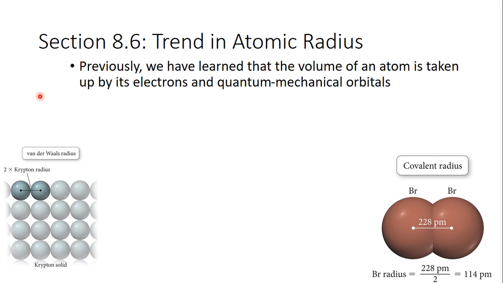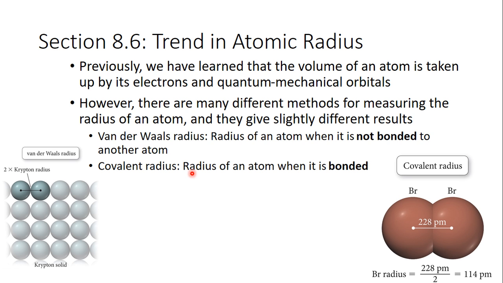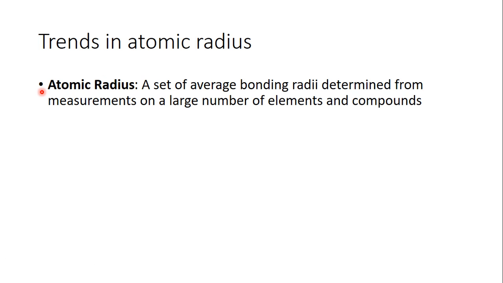In this video, we're going to look at the atomic radii, or sizes, of atoms. So we've seen that the nucleus of an atom is very small, and most of the space is empty, filled by electrons. And when we talk about how big these quantum mechanical orbitals are, we have different ways of talking about them. We can talk about the van der Waals radius, which is the non-bonding radius, shown here for krypton, or the covalent radius, the radius of the atom when it's bonded to something. So we just have different ways of talking about the radius.